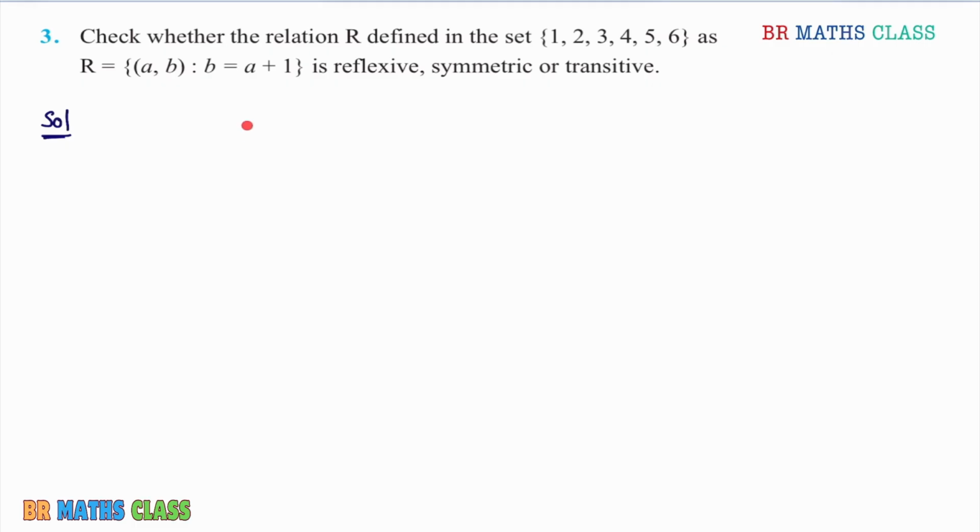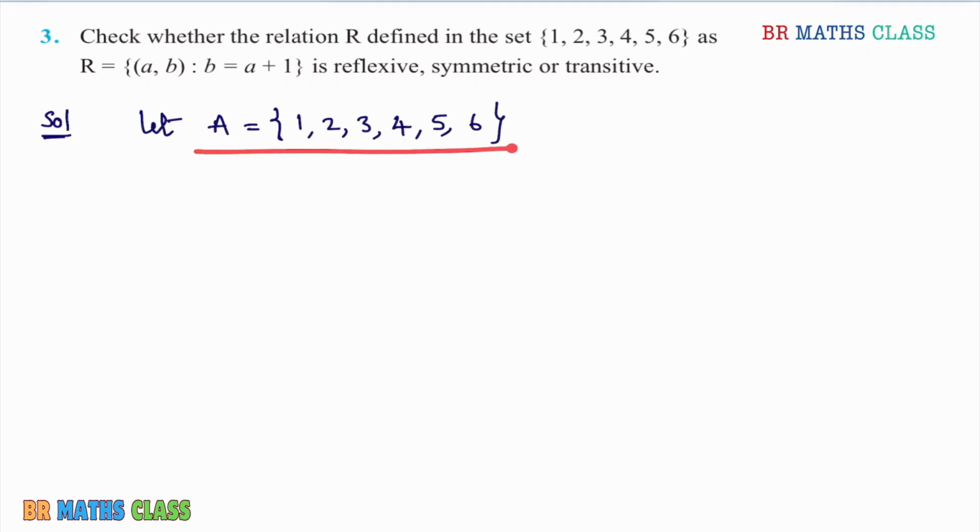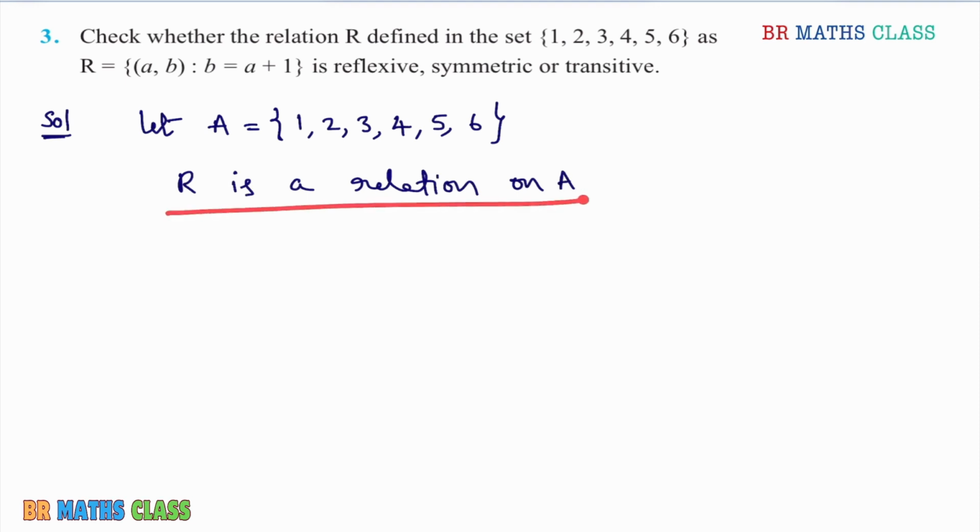As usual, in question number 1 and question number 2, those 3 steps we'll write first. First step: this relation is on which set? They gave a set but didn't name it. We'll name the set A. The set A is {1, 2, 3, 4, 5, 6}. The second point: the relation R is on this set, that means R is a relation on A. This is the second step.